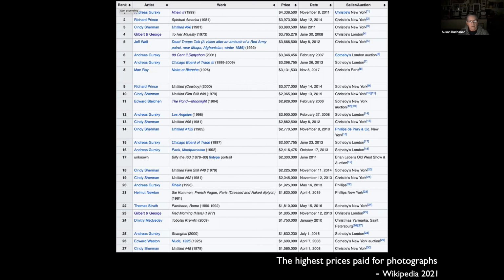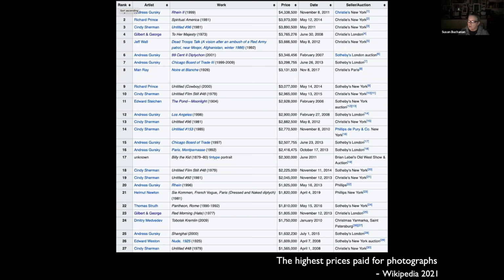to the source of all current knowledge, we can look at Wikipedia. And this is a list of the highest prices paid for photographs in the year 2021, or up to the year 2021. I have some of the images to show. As we move through them, consider what sort of a photograph they are. A record, a document, or conceptual.